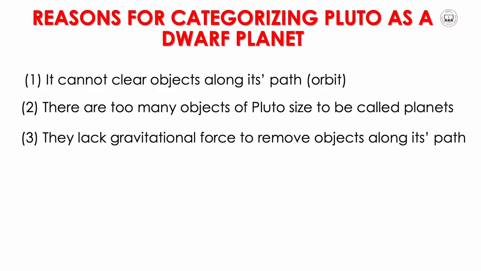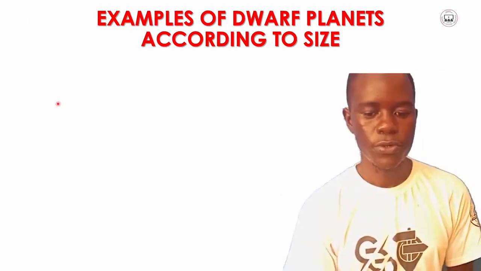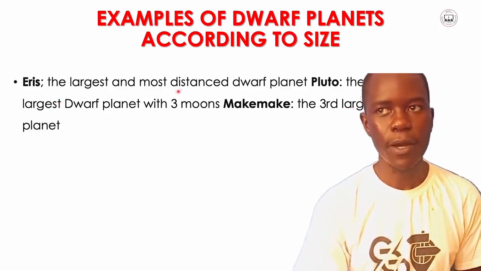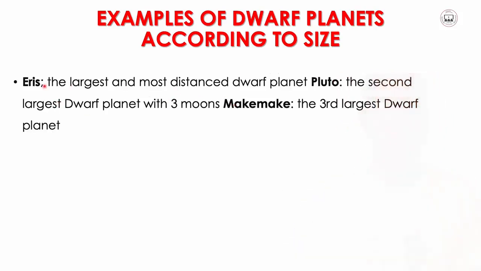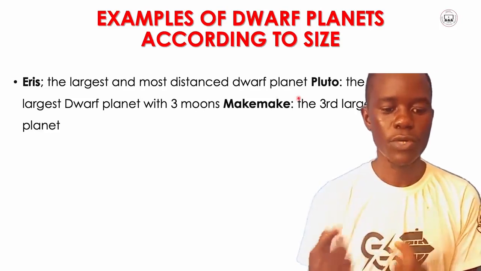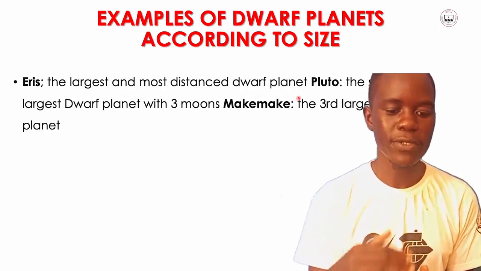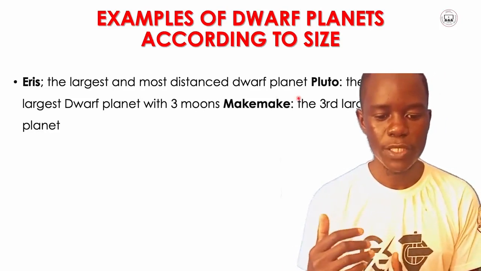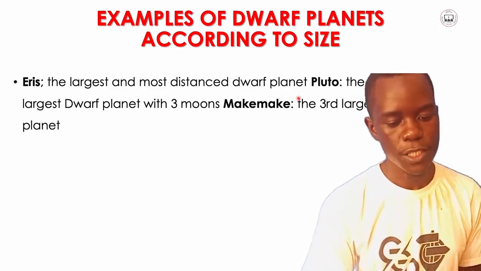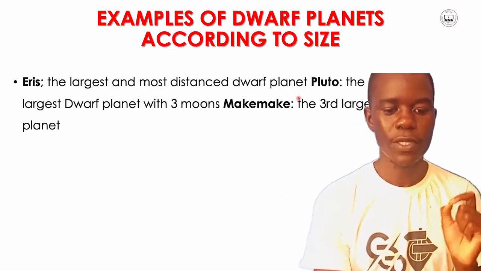So let us see some of the examples of dwarf planets according to size. The first example of a dwarf planet is Eris, and this is the largest and the most distant dwarf planet. This means that this small planet is at a very great distance, and it is the largest dwarf planet.